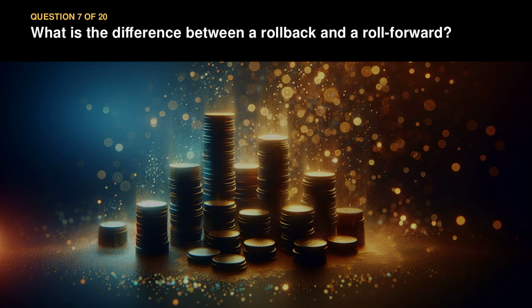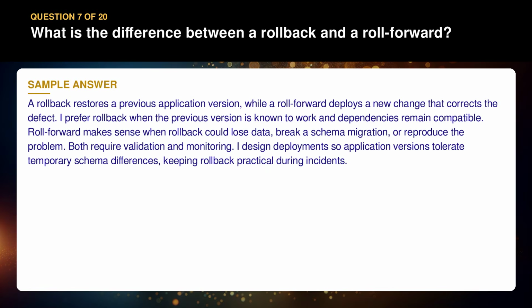Question 7. What is the difference between a rollback and a roll forward? A rollback restores a previous application version, while a roll forward deploys a new change that corrects the defect. I prefer rollback when the previous version is known to work and dependencies remain compatible. Roll forward makes sense when rollback could lose data, break a schema migration, or reproduce the problem.